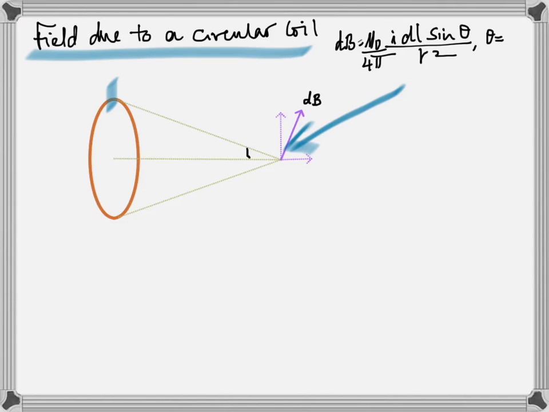Okay, I just want to ask you, what are the terms? What's dl there? dl is the length of that tiny section on top. R is actually this distance, isn't it? The distance of the section from the point, that is r. I is the current flowing through the loop, of course. And what is theta? That is very important. What is theta?